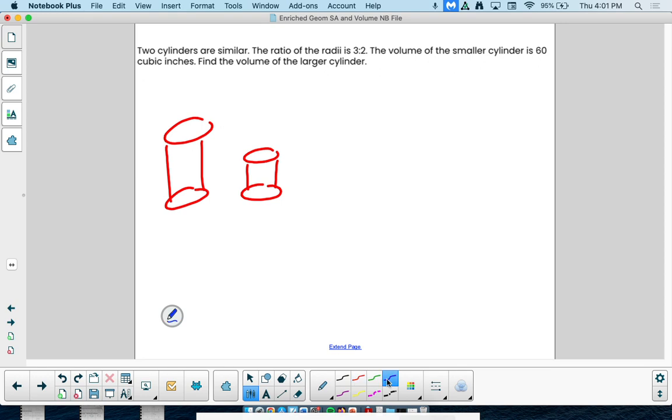The ratio of the radii is 3 to 2, so this is 3, this is 2. The volume of the smaller cylinder is 60, so volume equals 60. And we're looking for the volume of the bigger one. All right, so where do we start? Hoping you're thinking we're starting at the scale factor.